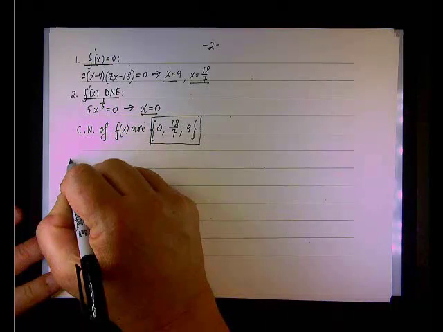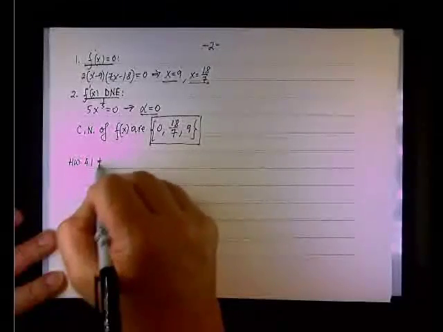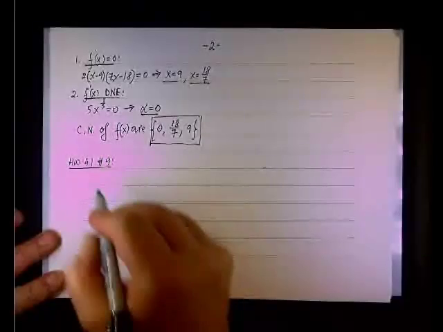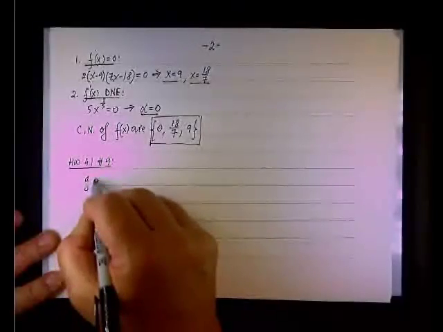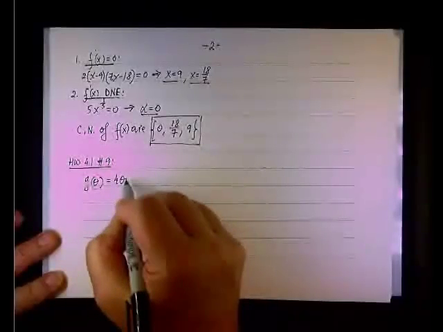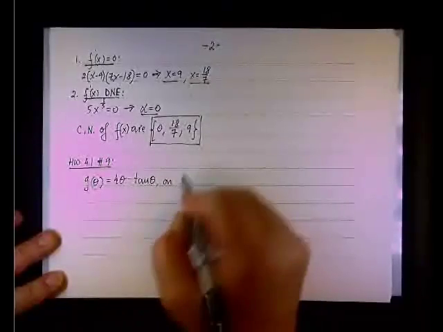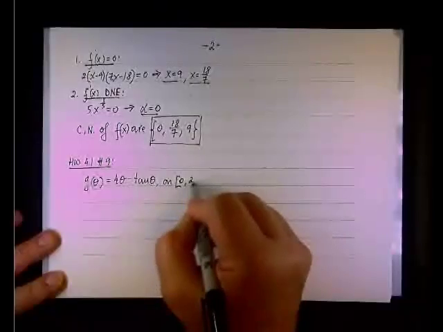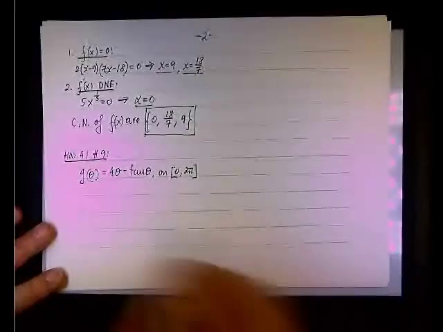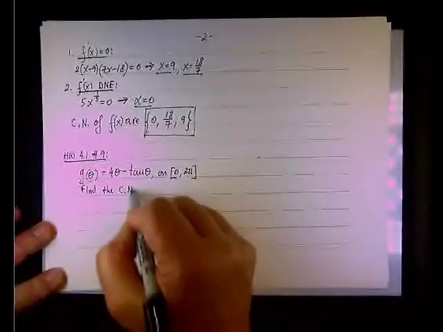So let's look at problem number 9. In this problem, we have a function, let's call it g of theta, and g of theta equals 4 theta minus tangent theta, on the closed interval 0 to 2 pi. In other words, one rotation. And we want to find the critical numbers of g of theta.